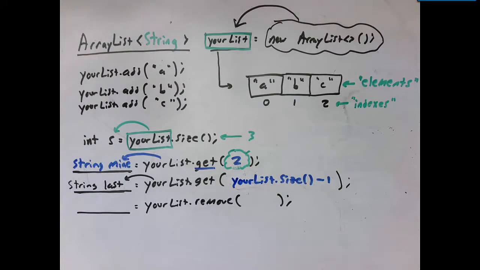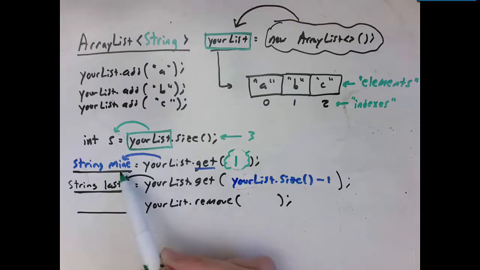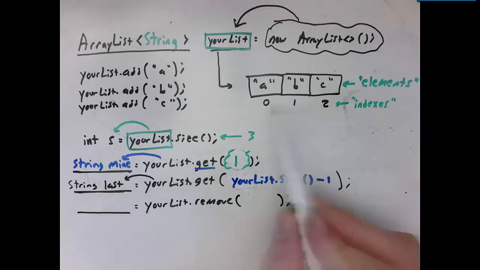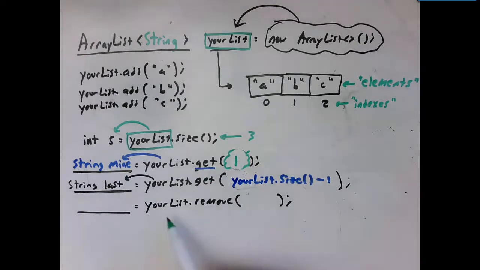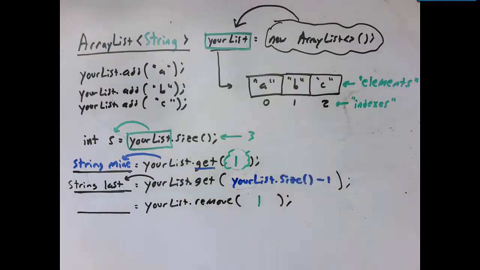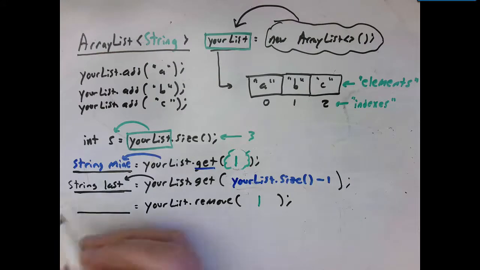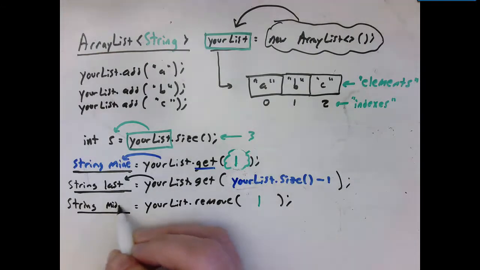Okay, so if I were to say get 1, what that does is it's going to give me the string B, and the string B gets saved inside mine. But the list doesn't change when I run get. If I was going to say yourlist.remove1, what that actually does is it eliminates that location from the list entirely. So it's like I've crossed it off the list. And it will still return whatever is there. So let's make a new variable for that. String middle.